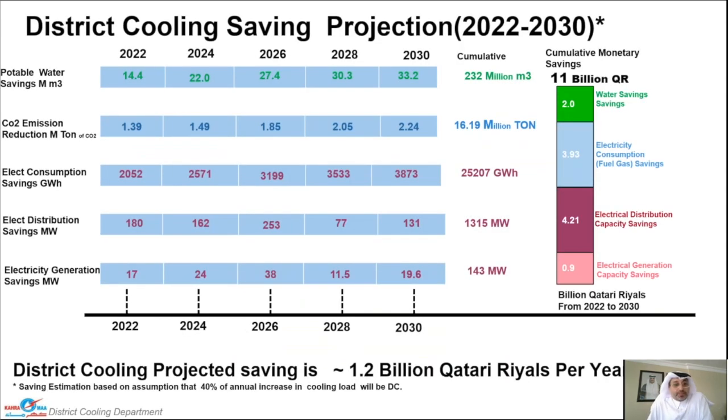This is just a breakup of the numbers for each one. For potable water saving by using TSE, by 2022 we save around 14.4, and hopefully, inshallah, if we get everything, we'll save around 33.2 by 2030. The same for CO2 emissions, in million tons: we have almost 1.4, and we're planning for 2.2 in 2030. We estimate that we're going to save approximately 1.2 billion Qatari riyals per year.